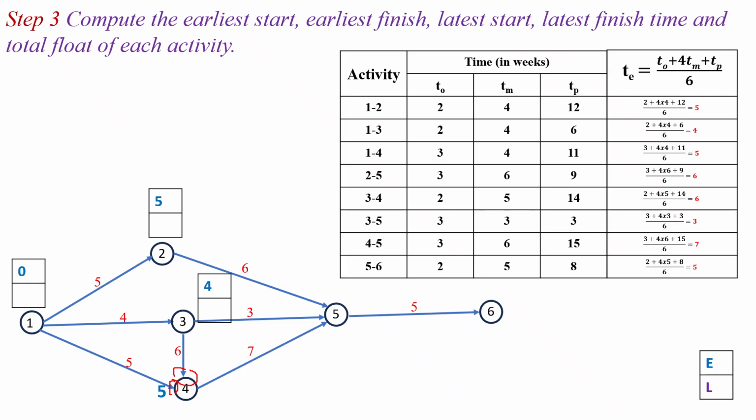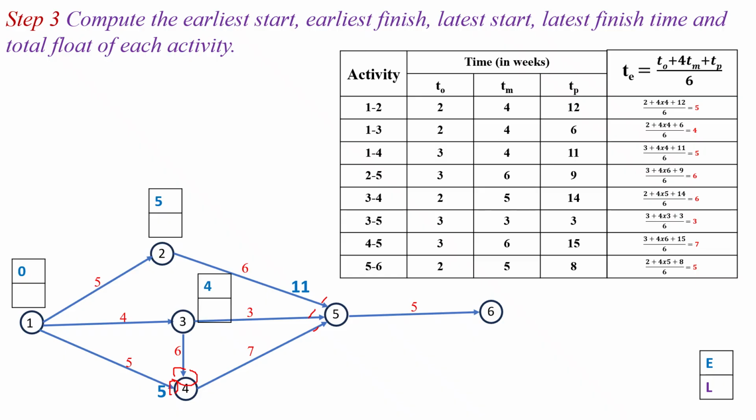So next we have to look for the activity 2 to 5. For the activity 2 to 5, earliest start time is the 5 at event 2 and earliest finish time will become the 5 plus 6, which is equal to the 11. So here also event 5 is the merge event for the activities 2 to 5 and 3 to 5 and also for the 4 to 5.